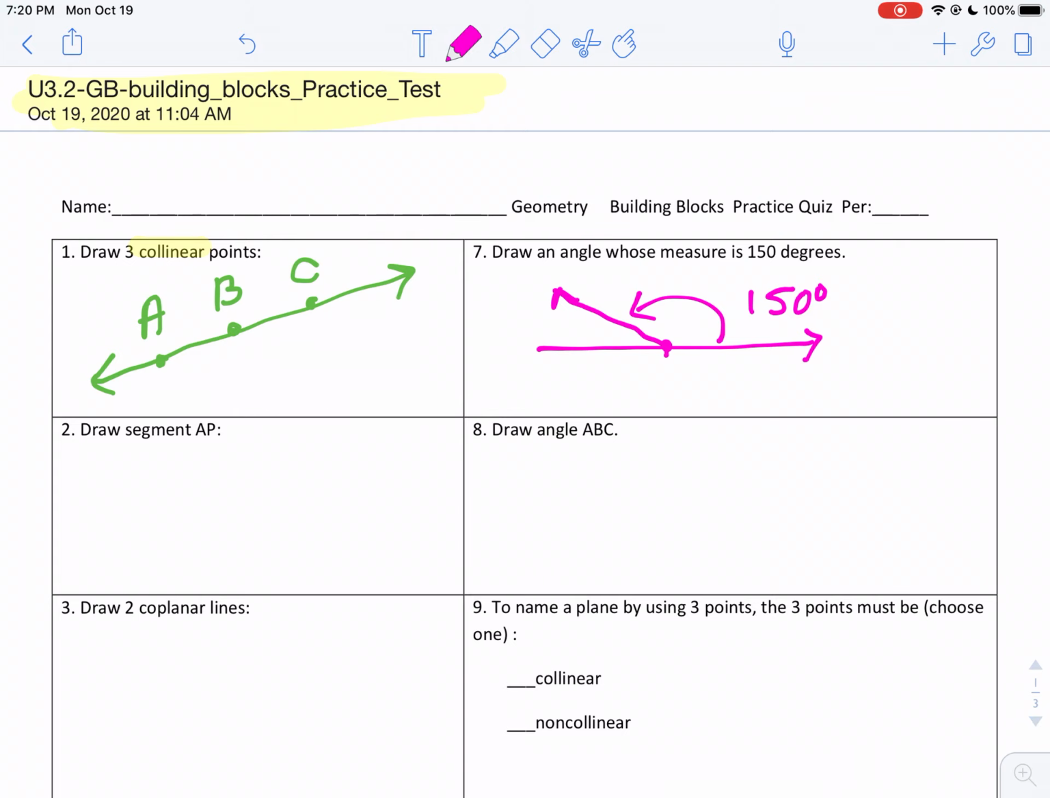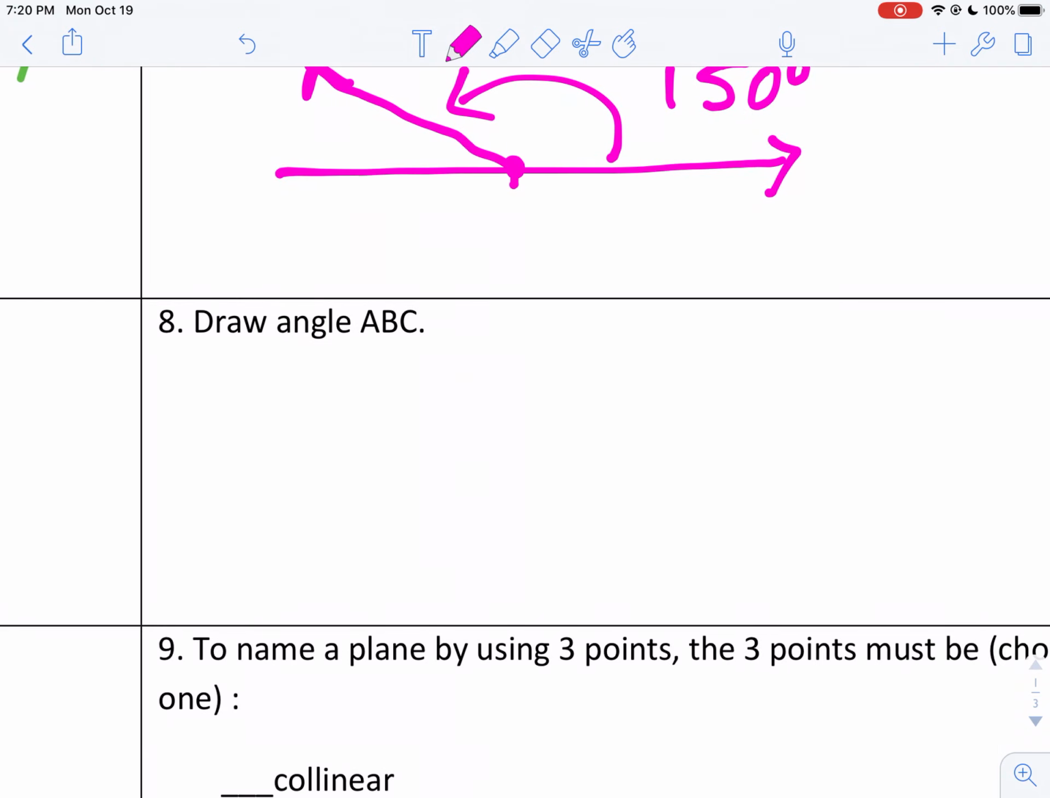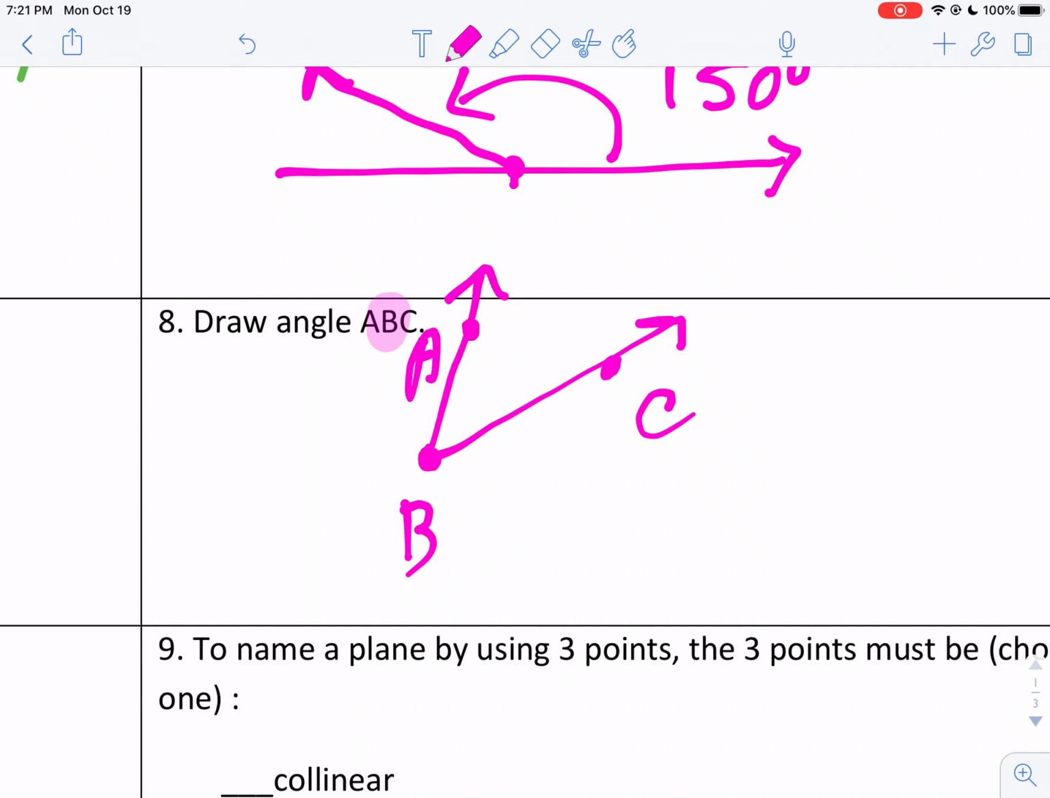Number 8, I've already talked about how we draw an angle. The only thing you need to be careful about is that B right there. That B, the letter in the middle, has to be the fixed point, okay? So your fixed point is B, and you draw your BC, and you draw your BA, okay? Notice that there is an order here. So you can either say angle ABC, or angle CBA.